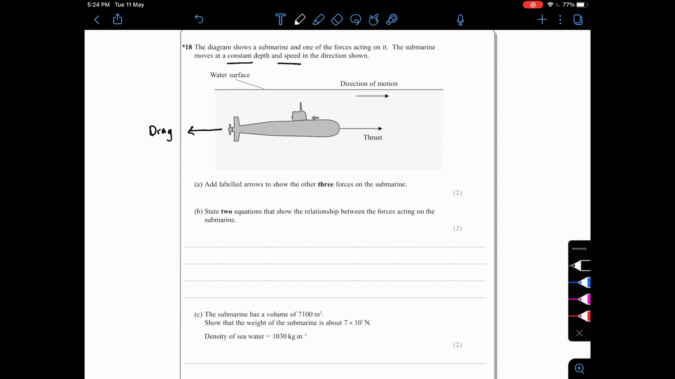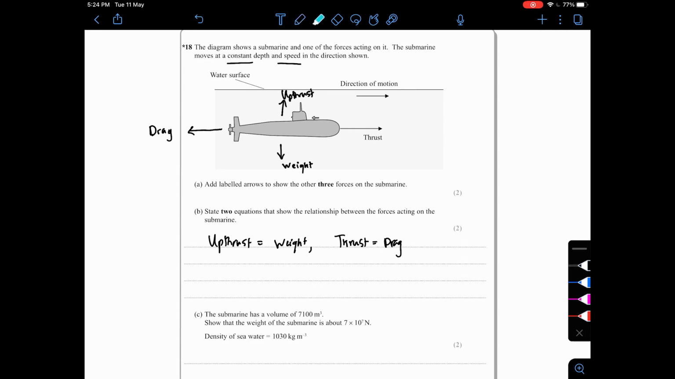Then we can write drag, because it's going against the motion. We can write upthrust, and it has to be equal to the weight. Because they tell us it's constant depth, upthrust and weight are equal. And thrust and drag are equal. That brings us to the next question, which says state 2 equations to show the relationship between the forces. So we can write upthrust equals weight, and thrust equals drag. And why? How did I come to this conclusion? Why?